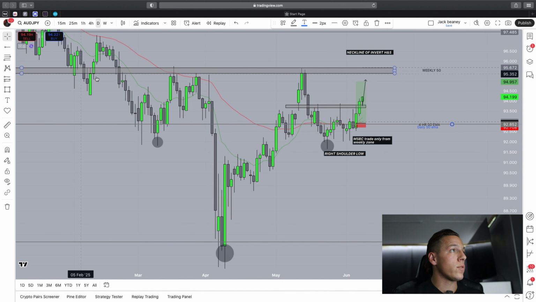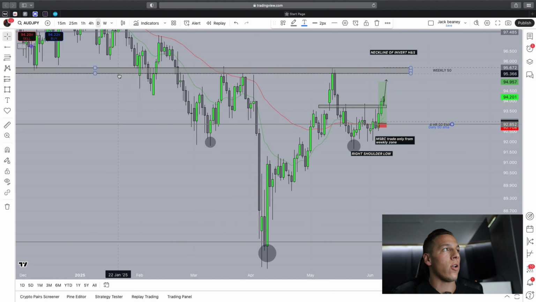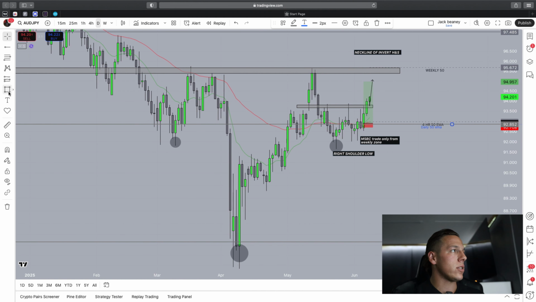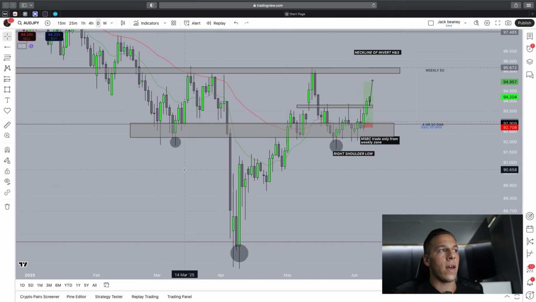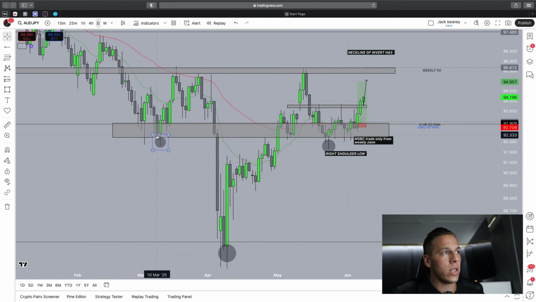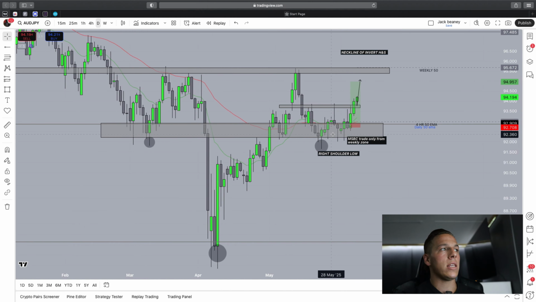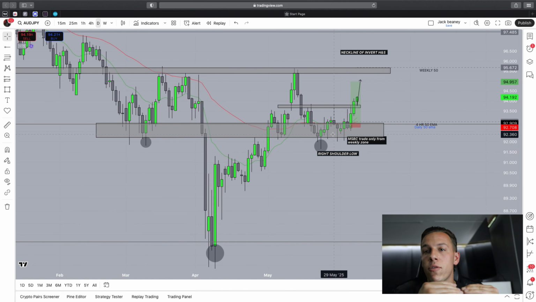So if you mark this, try not to get confused between my neckline and that zone that I'm marking out here. But the zone is something like, well, it's even bigger than that, isn't it? It's more of something like that is what we're looking at on that zone, where you can see the wicks over this side and over this side here, where price has rejected this area multiple times, but at different points, but within that zone still.